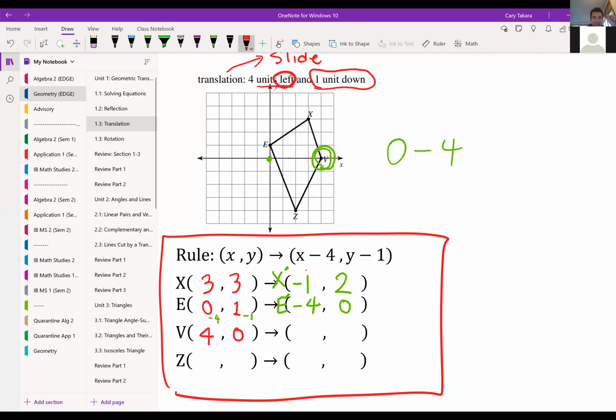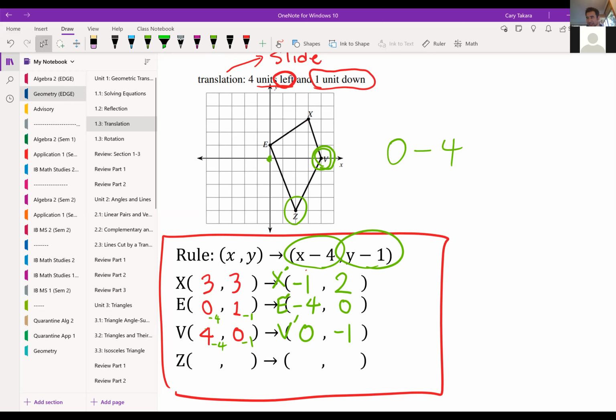And then V prime. What is going to be the V prime? To find out the V prime, you're just going to apply the rule. And the rule is right here. You're going to subtract 4, and then subtract 1 for each number. 4 minus 4 is 0. 0 minus 1 is negative 1. So the V prime is going to be 0, negative 1.